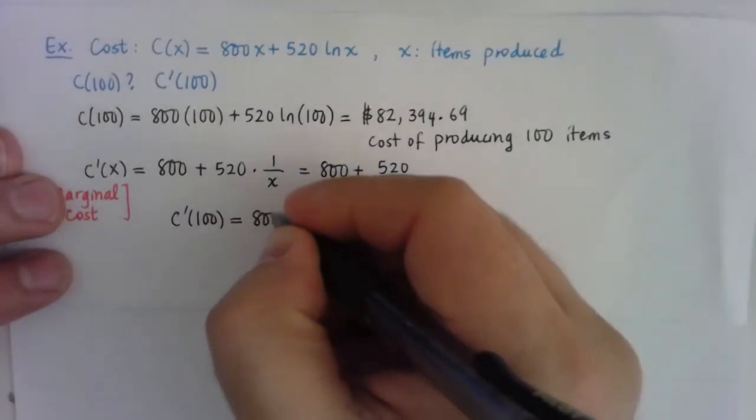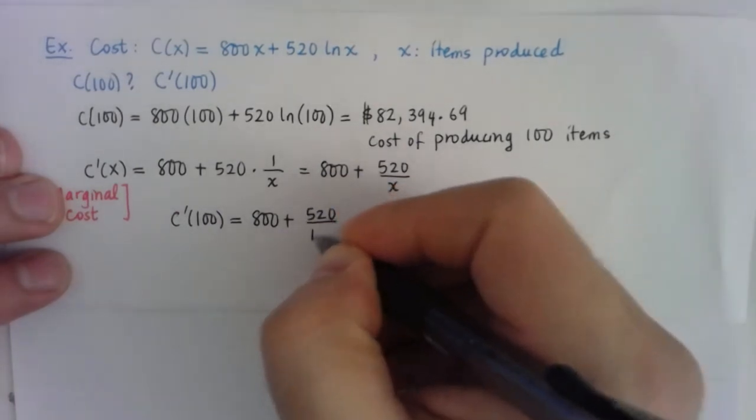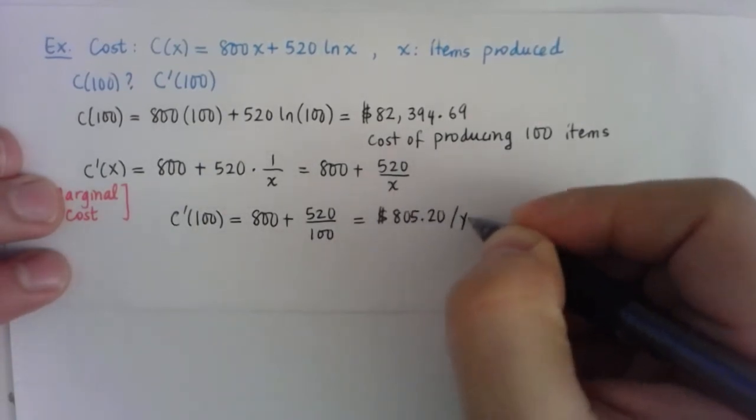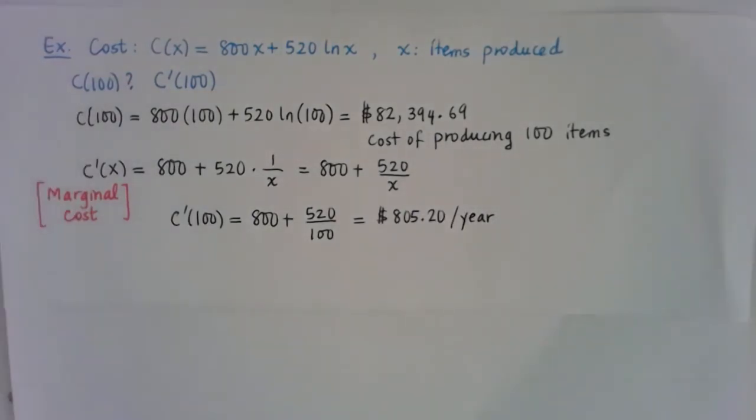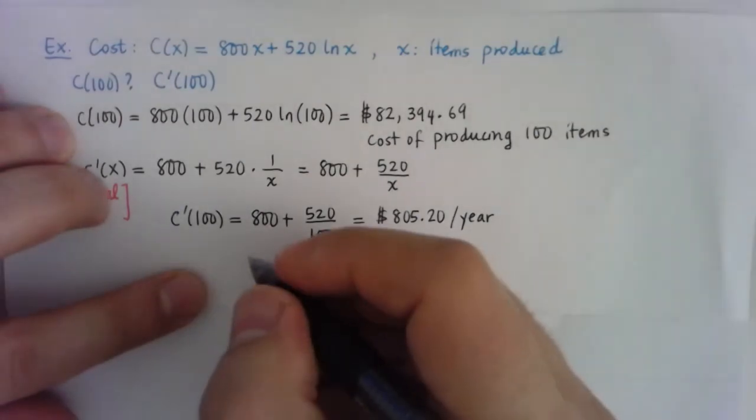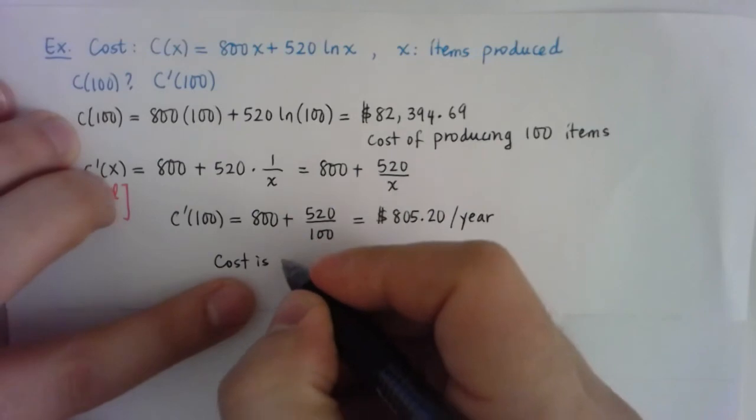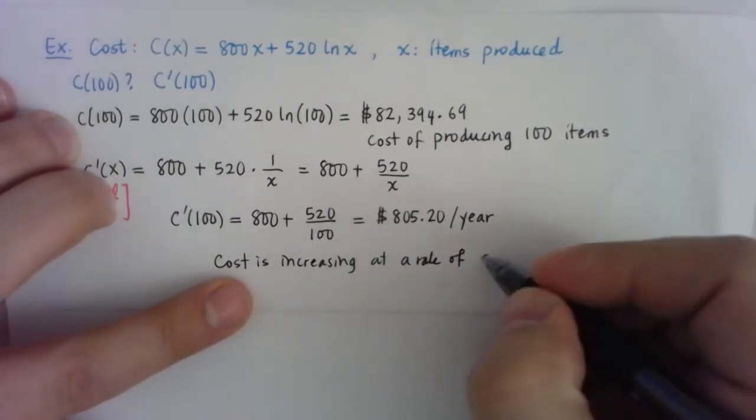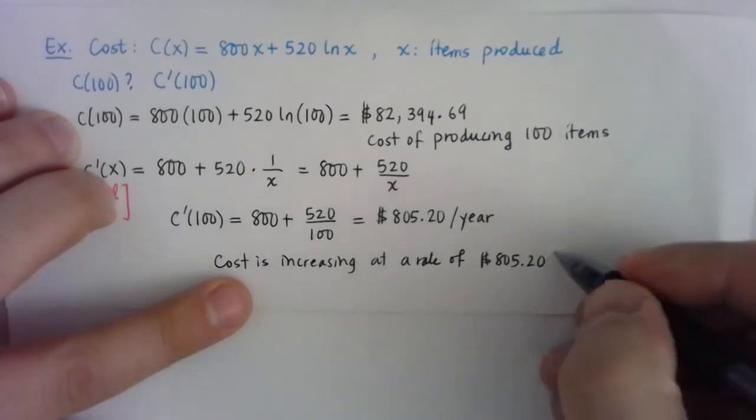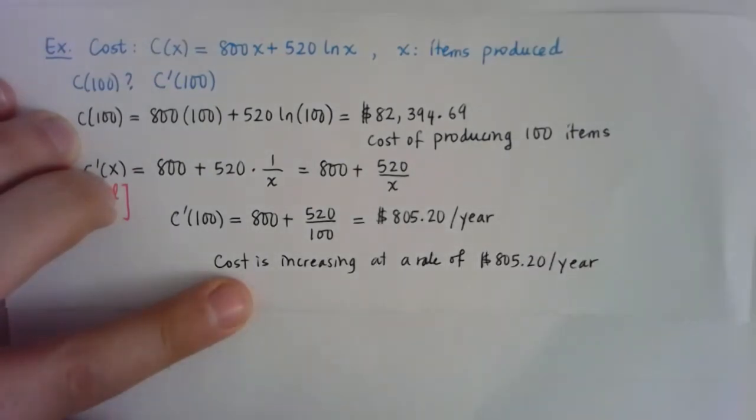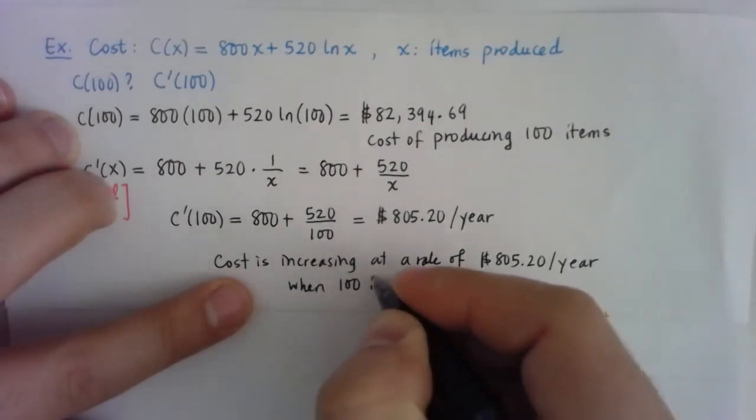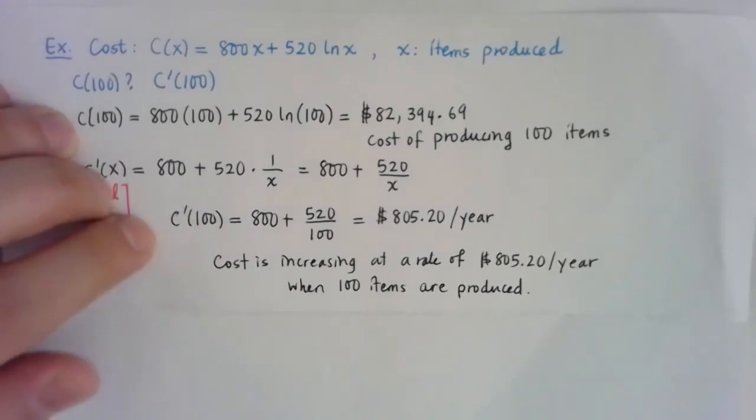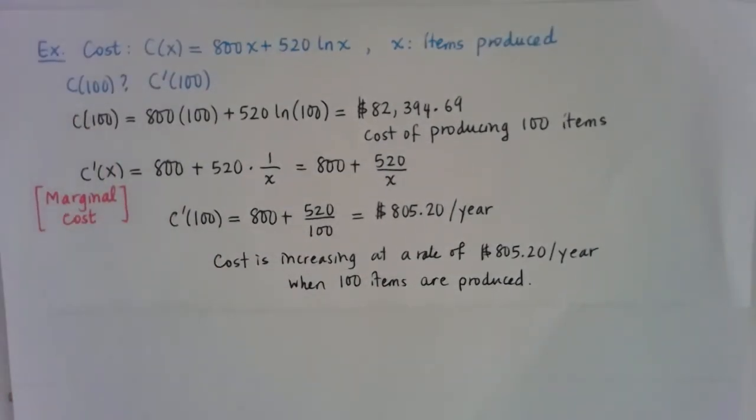So now we plug in 100 into this. It's going to be 800 plus 520 divided by 100, which is 805.20 per year. So what we get, because this is the rate of change, folks, don't forget, means cost is increasing at a rate of 805.20 per year when 100 items are produced. So that's the rate of change when that particular number of items are produced.